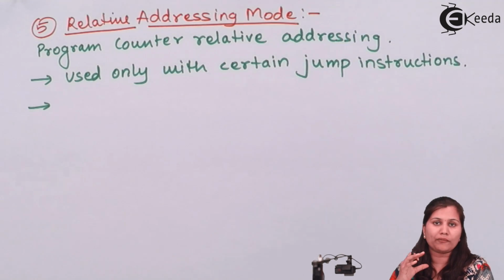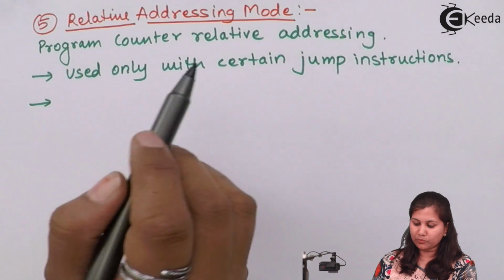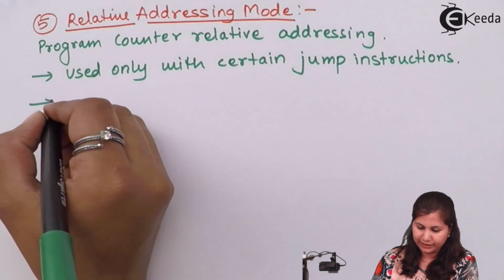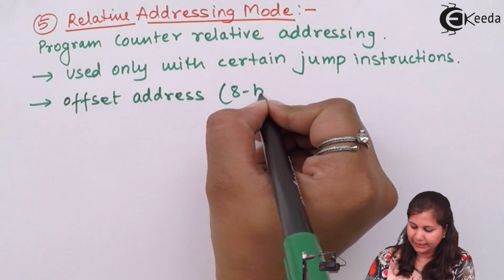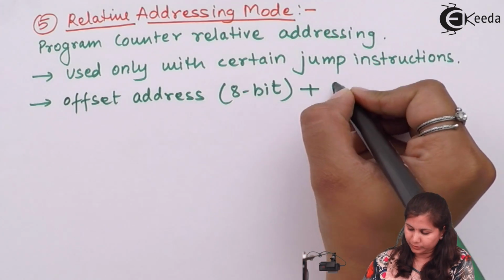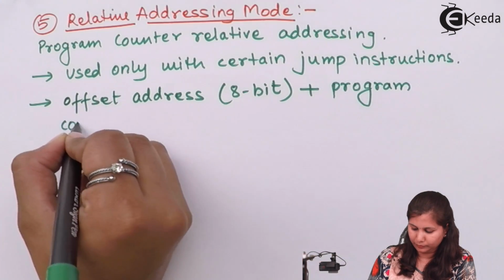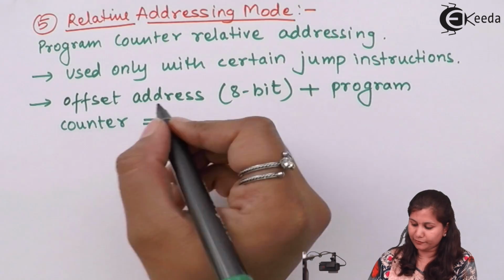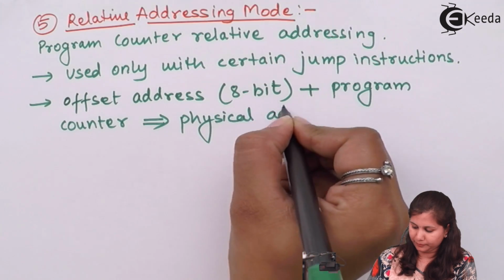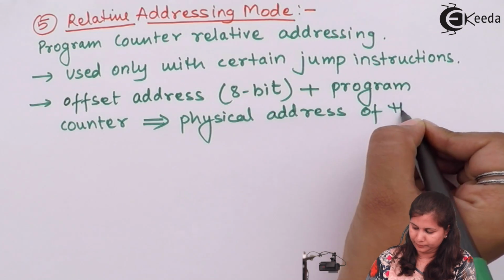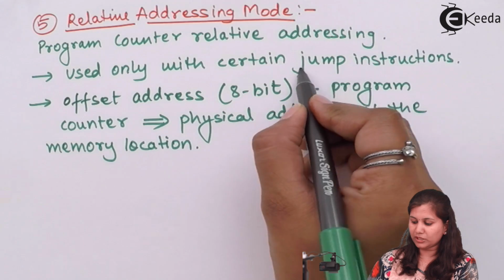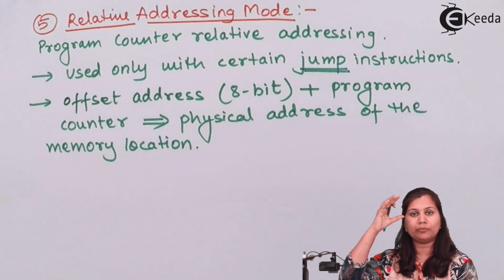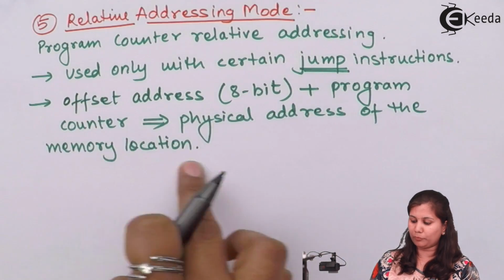In the program counter we are adding an offset value, and after that addition we are getting the address of the memory location where the data is stored. So this relative addressing mode is used only with certain jump instructions, and in this we have an offset address. This offset address will be an 8-bit address added with the program counter. And after addition we will obtain the physical address of the memory location. Because this type of addressing is used with the jump instruction, the microcontroller has to jump to some memory location. So the address of that memory location will be obtained in this way.